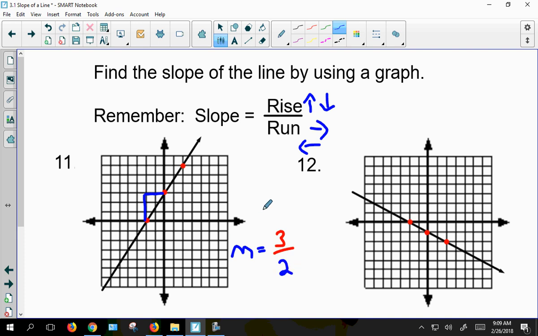Now, this is the last step, and it's important. From left to right, is this a positive slope or a negative slope? It is a positive slope, so I leave it 3 over 2.